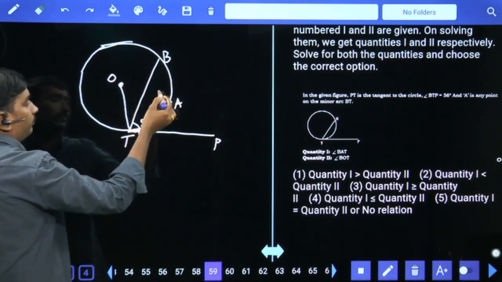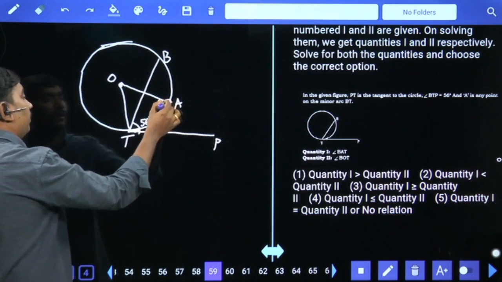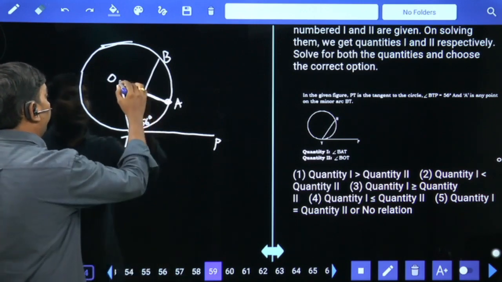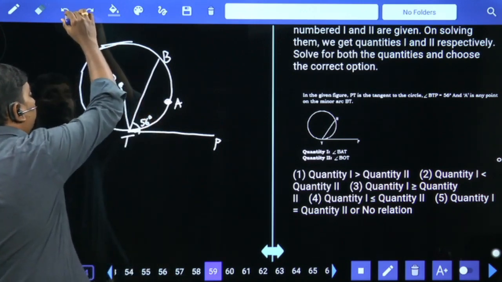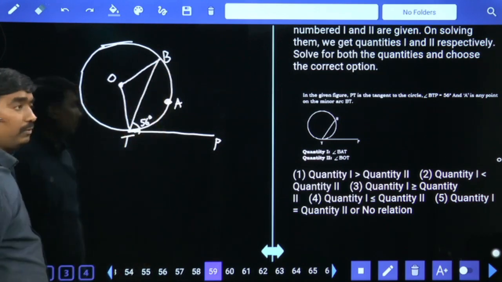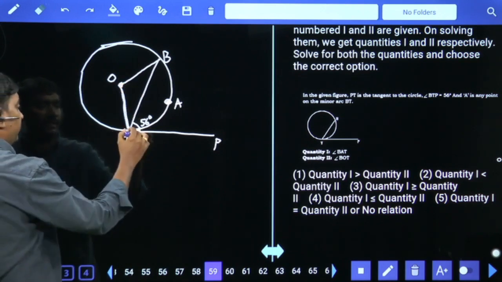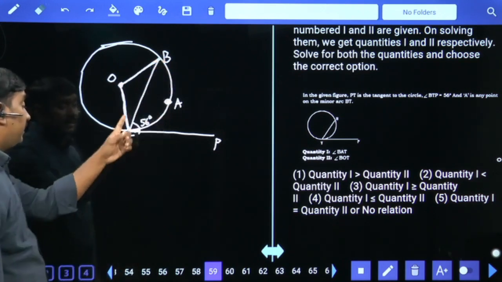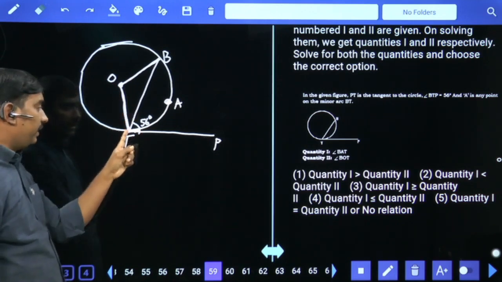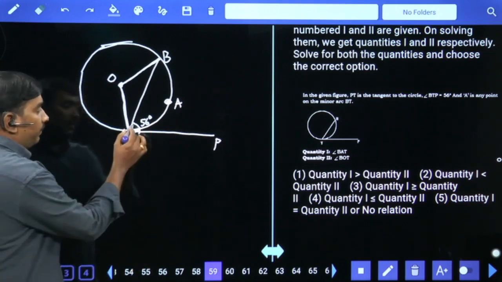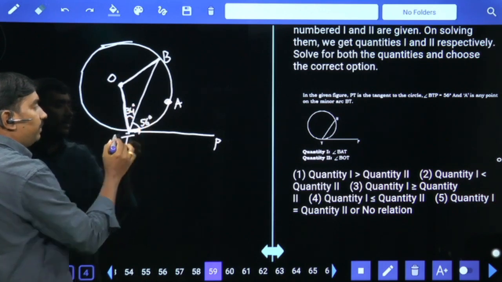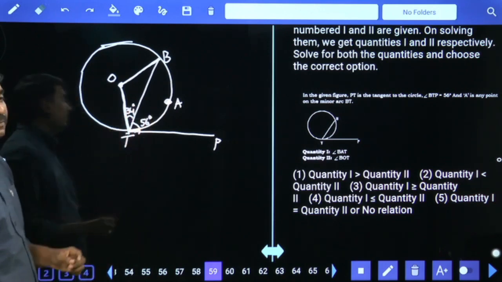Join OT, OA, OB. OT is a radius, OB is also a radius. The radius of the circle makes an angle of 90 degrees with the tangent. Out of 90, I already have 56, so the remaining is 34 degrees. 56 plus 34 is 90.